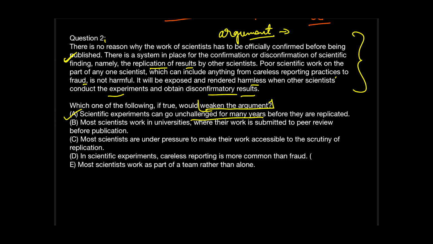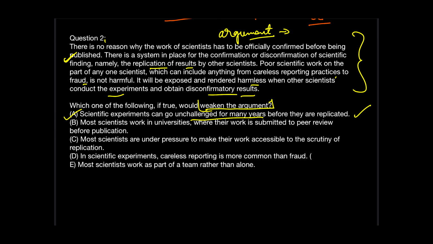It says that for years and years, until the work is replicated, it will remain unchallenged. How will it remain unchallenged? Before publishing, it is replicated and verified. So this is something which is weakening my argument and therefore is my answer, weakening the argument. Let's see how the other options are supporting it.